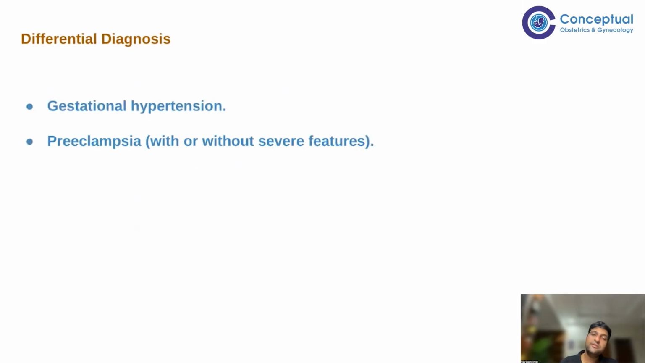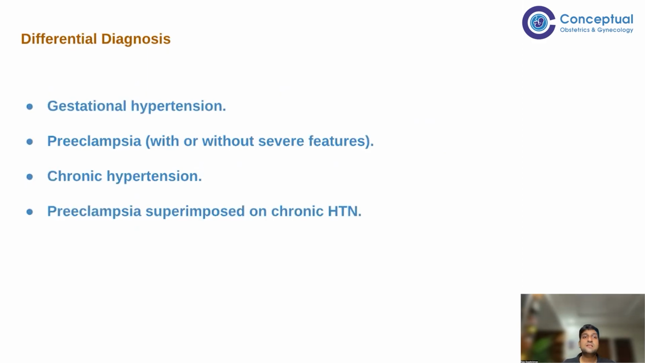Then they will ask you, what is the differential diagnosis? Now, on the basis of this much history and a BP of 140 by 90 or above, you should be able to give what is the diagnosis of this hypertensive disorder, whether it is gestational hypertension, or it is a chronic hypertension, or it is preeclampsia without severe features, or it is preeclampsia with severe features. What is the differential diagnosis? Or it could be preeclampsia superimposed on chronic hypertension.